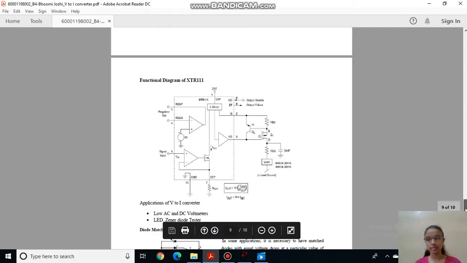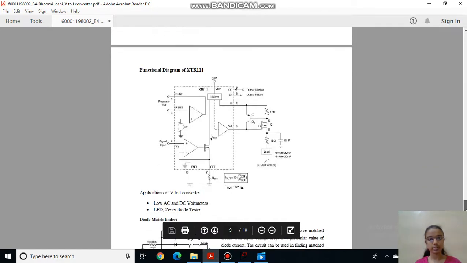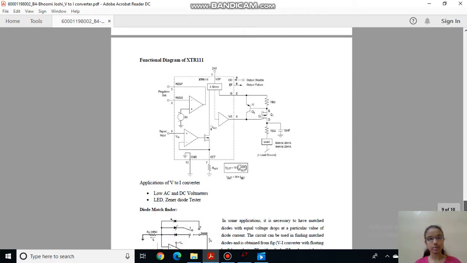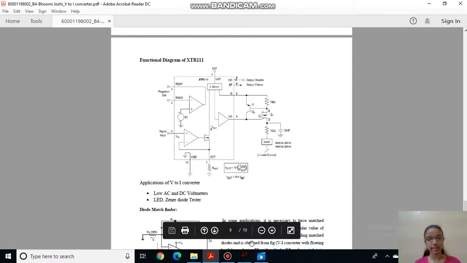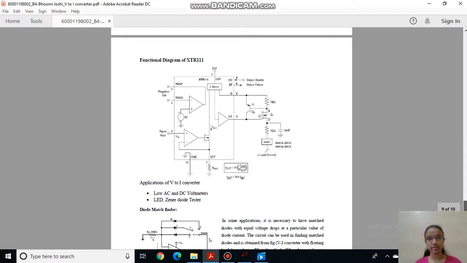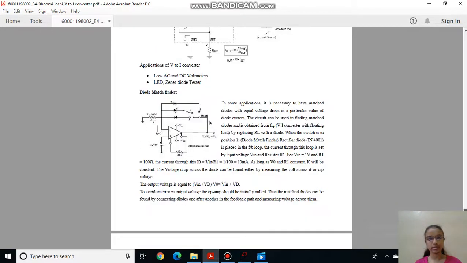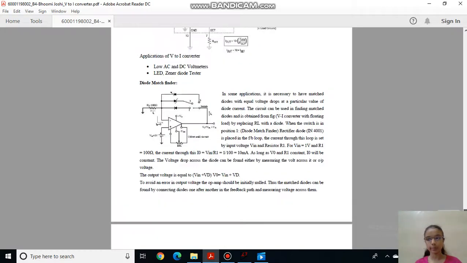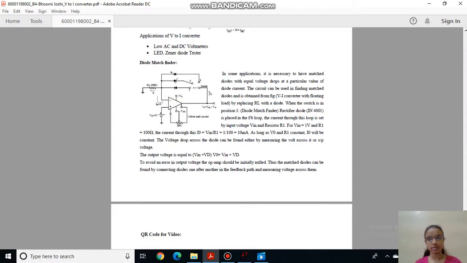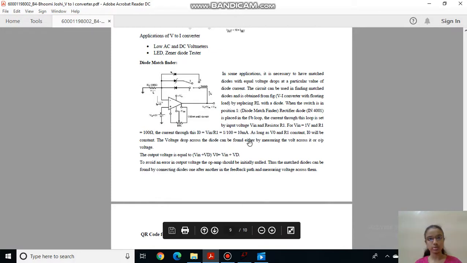using op-amp V2I converter practically is not possible, because ideally input impedance of op-amp must be as high as possible, but we are taking very low amount of resistance. So for that practically V2I converter using op-amp fails. So for that we are using this XTR111, and we can obtain precise output using this IC. So in this way my explanation is done.